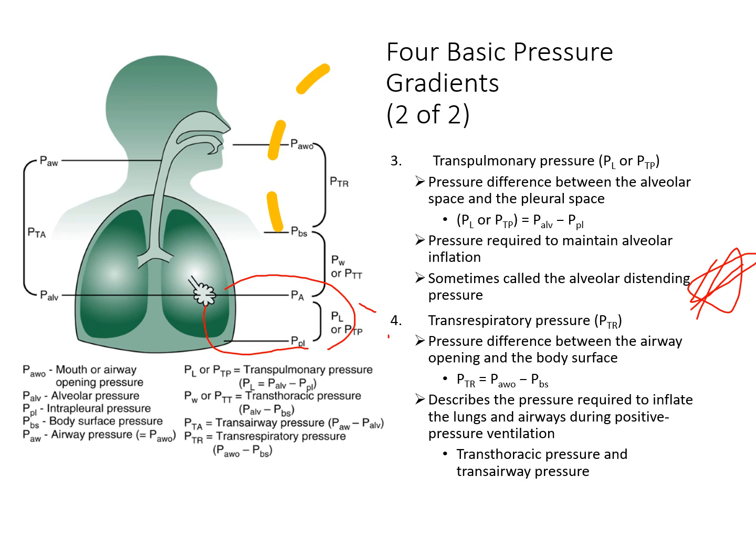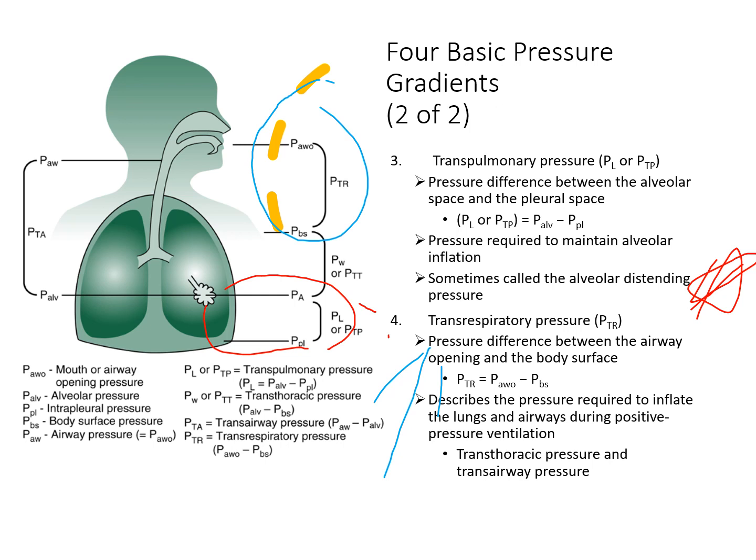When we're looking at the last one here, transrespiratory pressure, this is the pressure difference between the airway opening and the body surface, right? So body surface and the airway opening. So this is the one right here, transrespiratory pressure. This is very similar to what we were looking at earlier with some of our other ones.